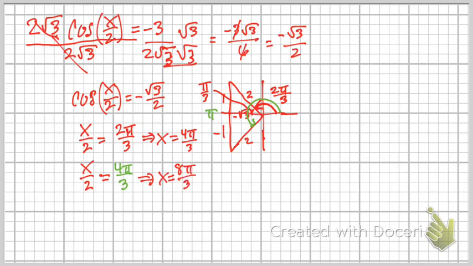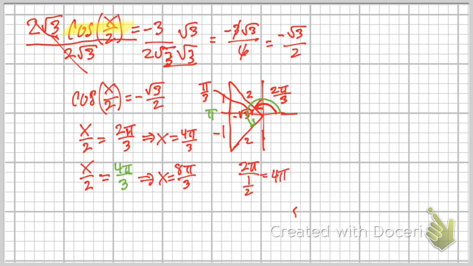Now again, we're looking for all solutions here for this problem. So we have to understand what is the period for cosine of x over 2. And again, I think about that b again. My b here would be what, 1/2, wouldn't it? So since my b is 1/2, I would go 2 pi over 1/2. So I'm going to end up getting 4 pi for my period.